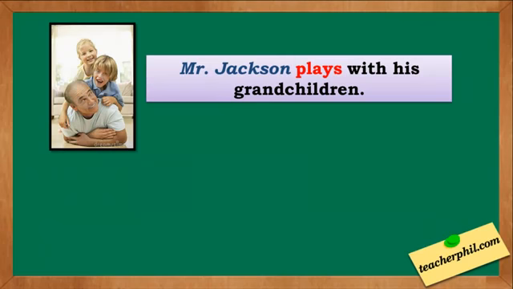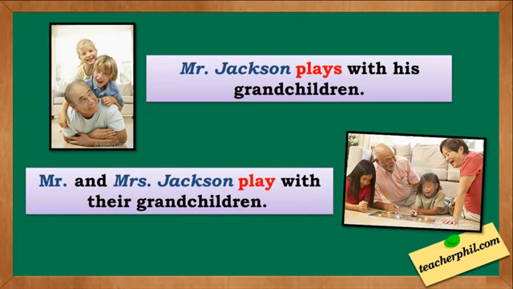Next example: Mr. Jackson plays with his grandchildren. This simple sentence has only one subject, which is Mr. Jackson, and one verb, which is plays. Another one: Mr. and Mrs. Jackson play with their grandchildren. This sentence contains compound subjects, Mr. and Mrs. Jackson, and a single verb, which is play.